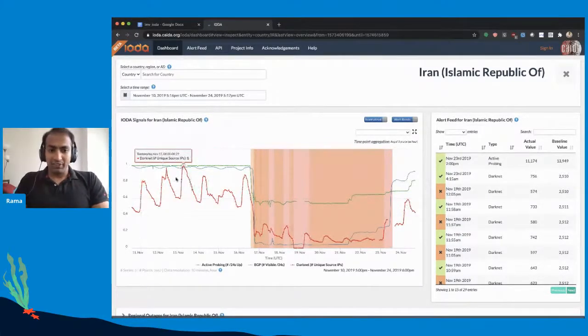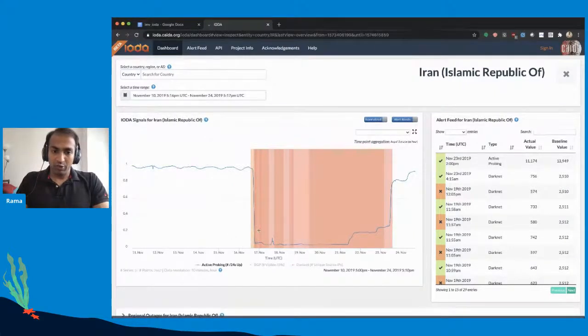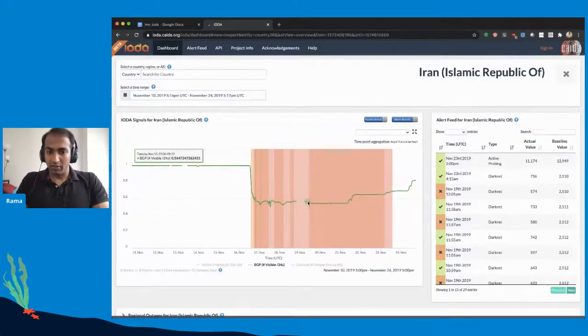Okay, so what we see here is the internet was relatively stable in the lead up to 16th November. And then on 16th November, you can see there's a drop in all 3 of IODA's data sources. The drop in BGP is not as large, whereas in the active probing and Darknet data sources, active probing drops nearly to 0. Darknet also has a significant drop. BGP, on the other hand, doesn't have as significant a drop.